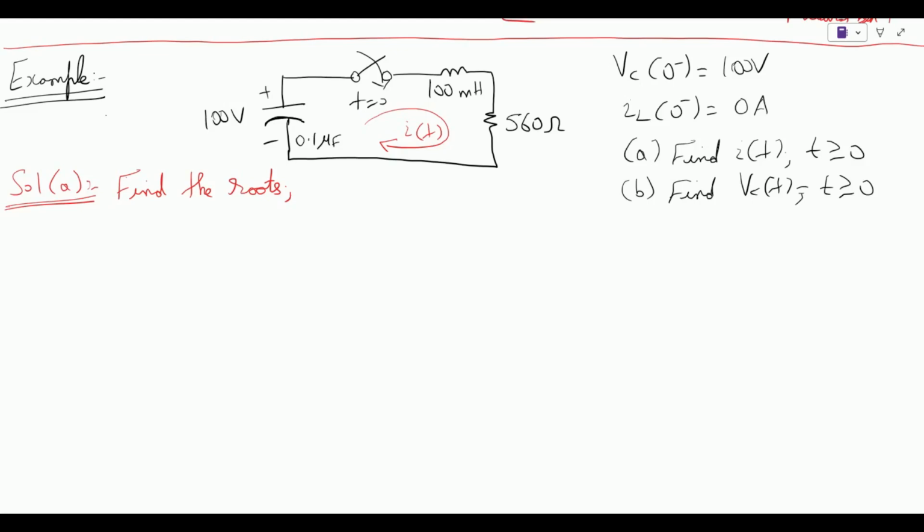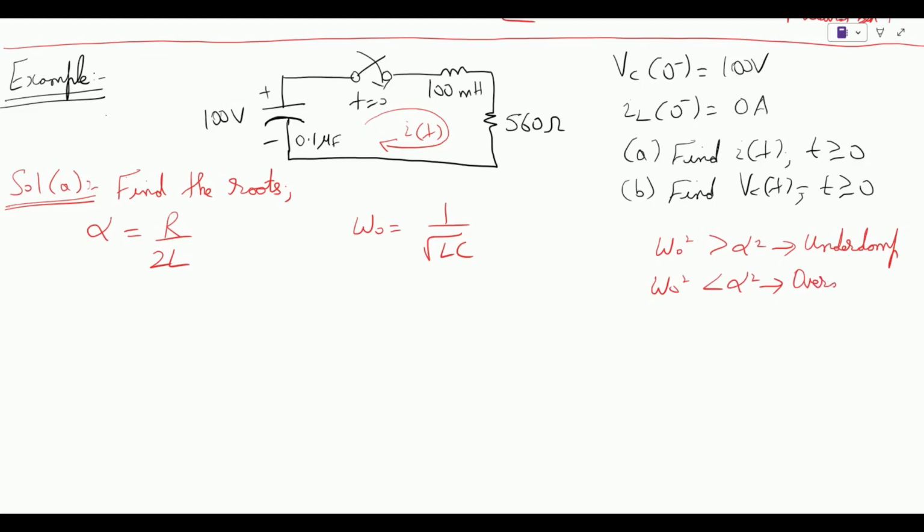To find the roots for a series RLC, we first find the value of alpha, which is R divided by 2L, and the resonating frequency, which is 1 divided by the square root of LC. The relationship between these two is going to let us know what we are having. If you remember, if omega naught squared is greater than alpha squared, we say it's an underdamped response. If the resonating frequency is less than alpha squared, we say it's an overdamped response. And if they become equal, we say it's a critically damped response. These are the conditions which are going to assist us.